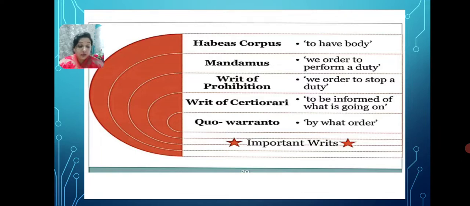Okay, so next is mandamus. What do you mean by mandamus? Mandamus means we order to perform a duty. That's the literal meaning of the word. Mandamus in Latin means we order, to give an order. It is a command or an order from a superior court to a lower court.